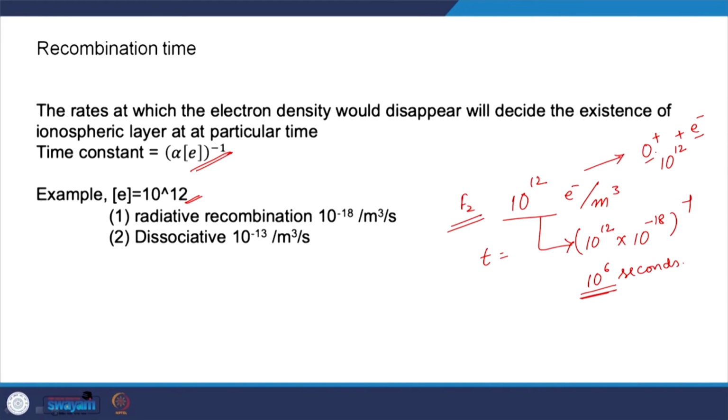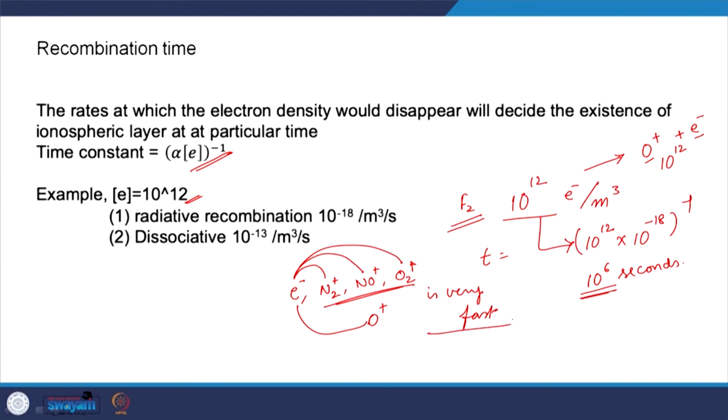But generally, at any given height you have electrons and you cannot choose this, so you have various different types of ions. Some electrons may try to recombine with this, some with that, and so on. What you will realize is that all the recombination that happens with molecular ions is very fast. That means it will take care of the electron density in a very brief time. Let's say dissociative recombination is the reaction I am talking about.